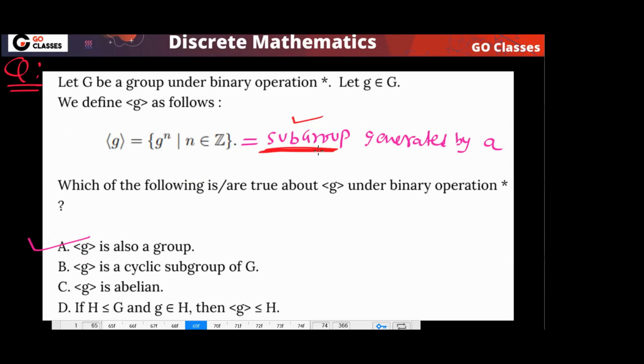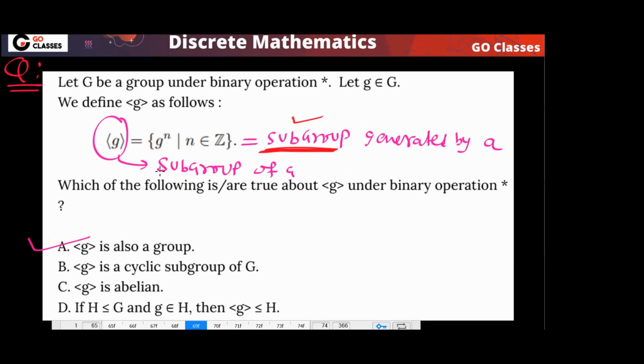So remember, this is a subgroup of G. You already know this is a subgroup of G, and this is generated by a. The subgroup of G generated by a. So yes, this is a group.